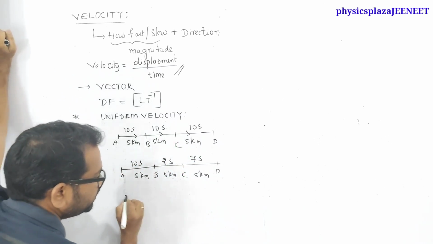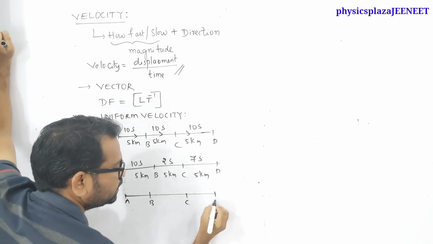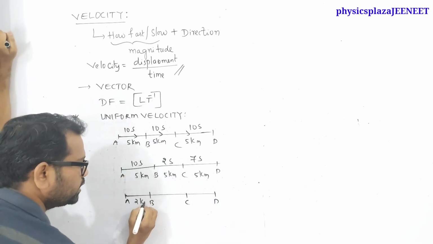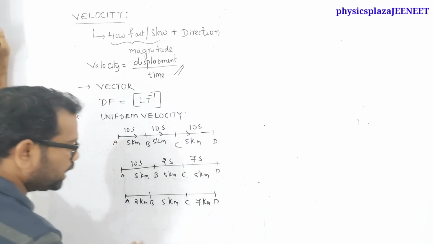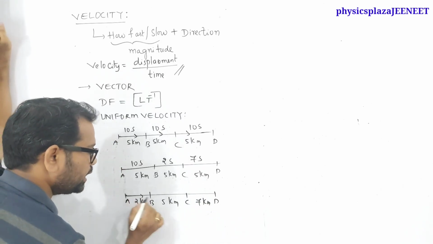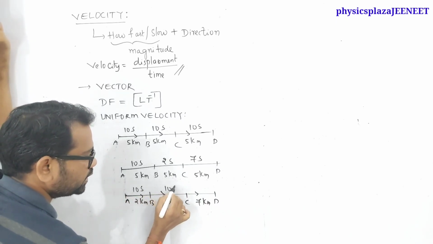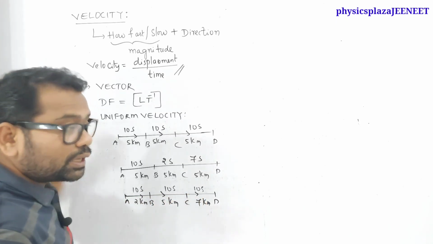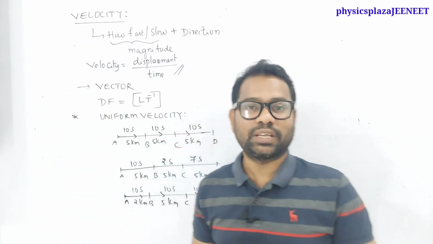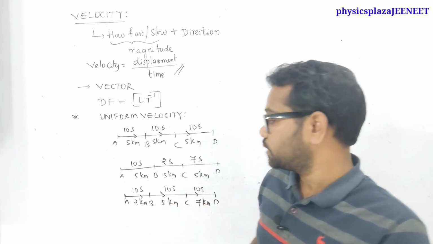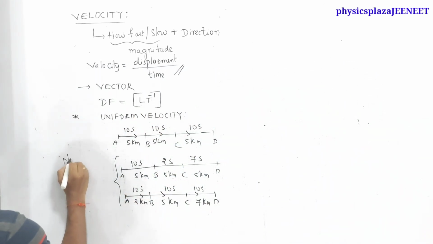So let us take one more case, children. It is A to B, C, D. Let us say it's 2 kilometers, 5 kilometers, 7 kilometers. Means what? Unequal displacements in equal intervals of time. For suppose 10 seconds, 10 seconds, 10 seconds. And the third case, what is the third case? Unequal displacements in unequal intervals of time. In these three cases, we can say that the body is moving with a non-uniform velocity.